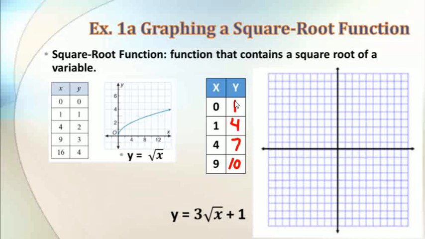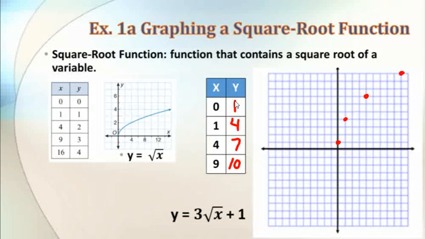Again, these are all counting by ones, so just to save some time, I'm not going to label them, but you can see that we're counting by ones. So I'm going to put my first point at 0, 1. So 0, 1 would be right here. Then I have 1, 4. There's 1. 4 would be right up here. 4, 7. 4, 7 would be here. And then we have 9, 10. 10 would be all the way up here.